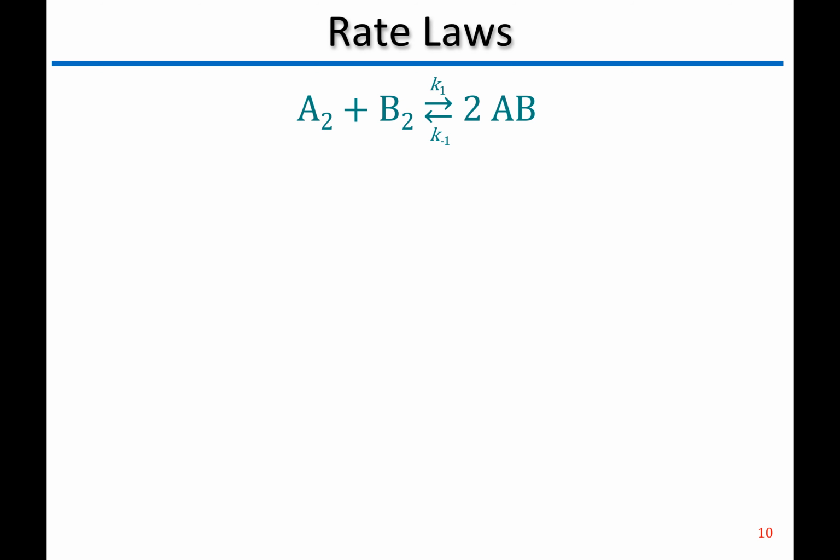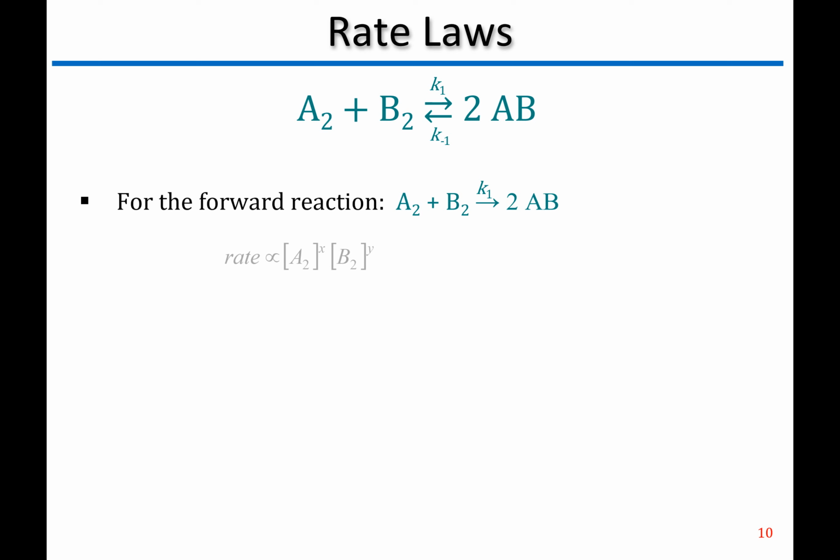So let's take a look at this general equilibrium reaction. So here we have A2 plus B2, which is in equilibrium with 2AB. And you'll notice we have rate constants of K1 and K minus 1, which is a common way of showing the forward reaction and the reverse reaction. So let's see if we can come up with some rate laws for this. So in general, if we just want to look at the forward reaction, again, A2 plus B2 gives us 2AB. We can say that rate is proportional to the concentration of A2 raised to the x times the concentration of B2 raised to the y. Or we can also say that rate is equal to K1, the forward rate constant, times the concentration of A2 raised to the x times the concentration of B2 raised to the y.